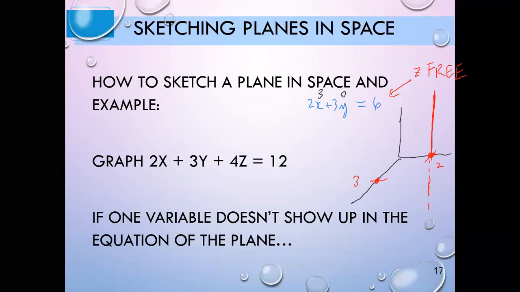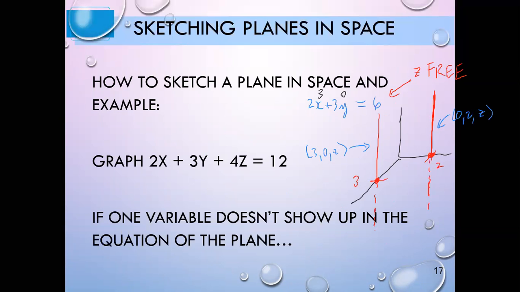3, 0 is on there, but so is, like, I could let the Z coordinate be anything at all above or below this point. Okay? So this right here is the collection of points 3, 0, Z, where Z could be anything. And this right here is the collection of points 0, 2, Z, where Z is allowed to be anything, okay?